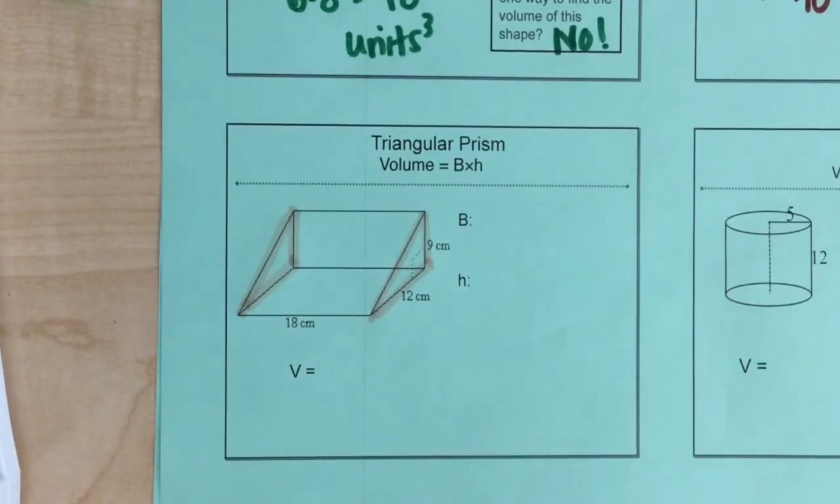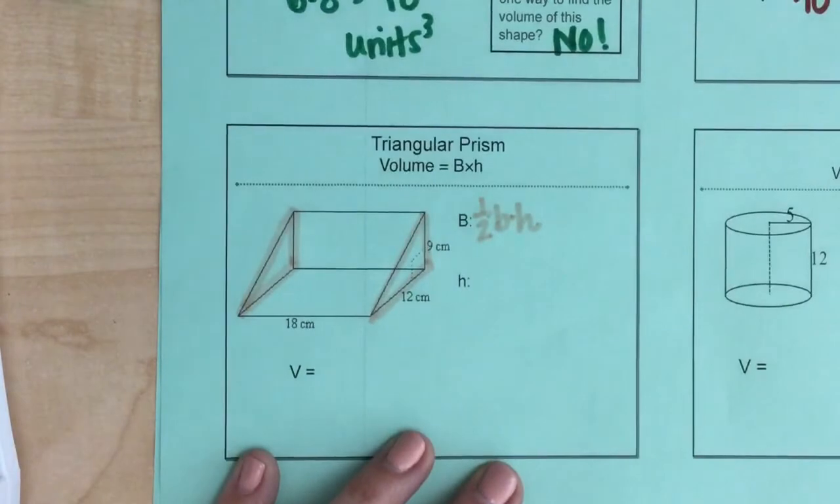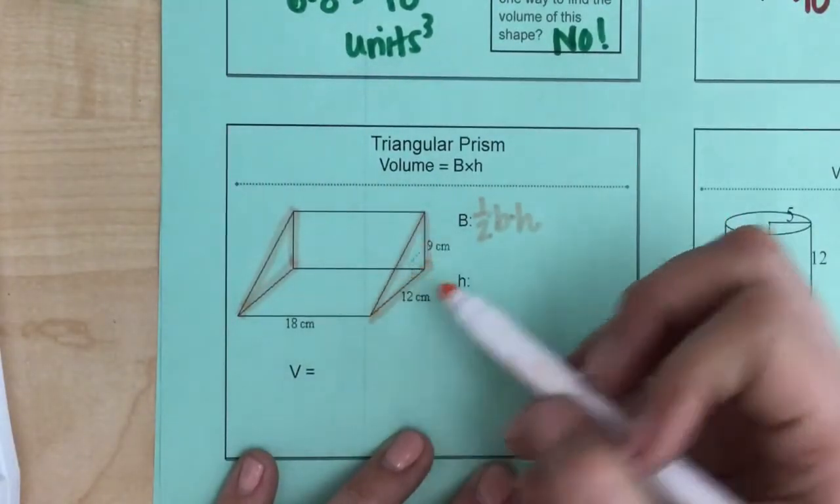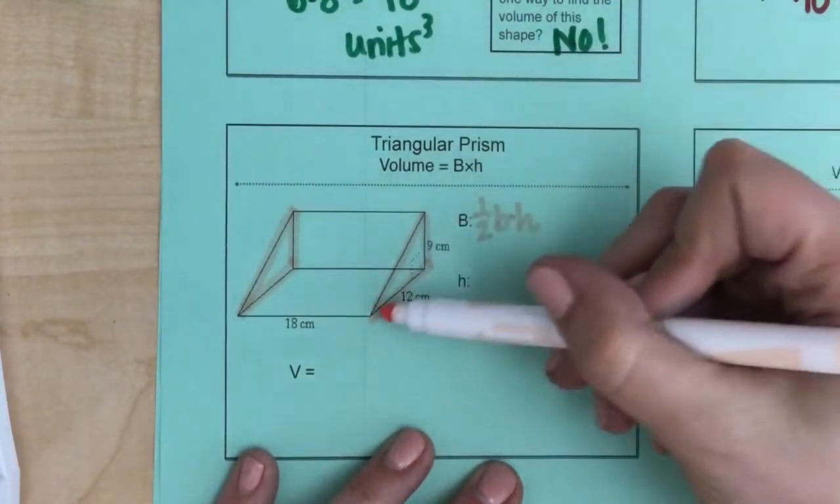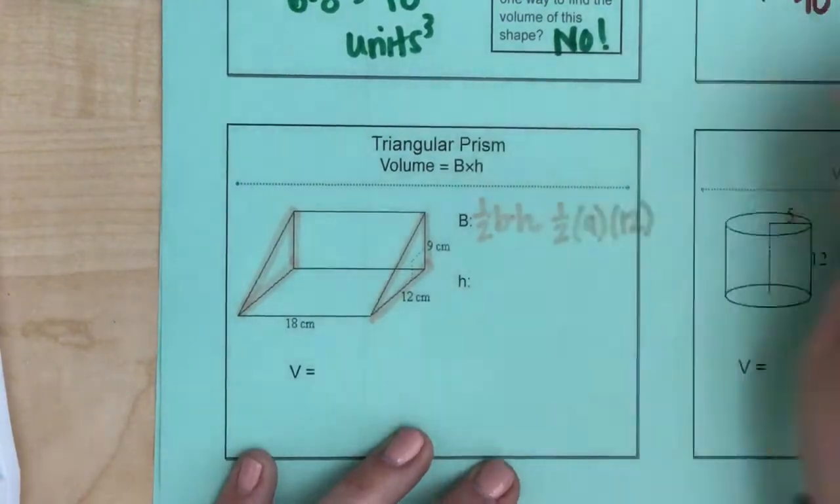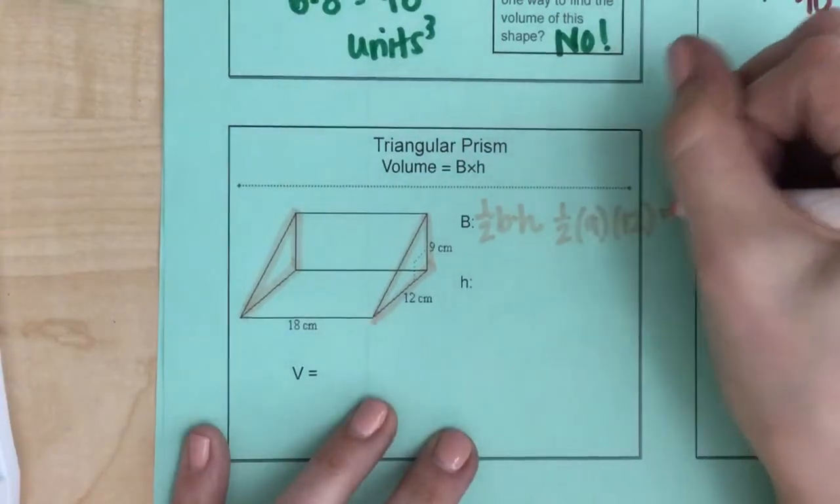So if I find the area of my base, again, it's 1/2 base times height, because my base is a triangle. The base of my triangle is 12, the height is 9. Let's say maybe you flipped it and put the base as 9, the height is 12. You get the same exact thing. So 1/2 times 9 times 12 is 54 for my capital B value.